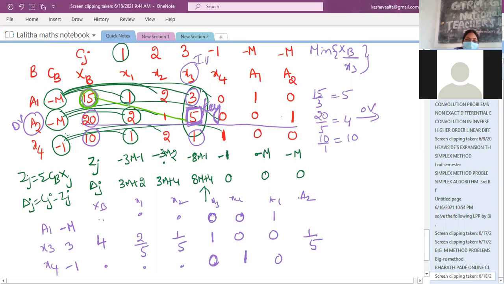AD minus BC. So key element column first value and key element row, that is 20 and 3. Map 20 to 3 and 15 to 5. So AD minus BC by key element. That means 5 into 15 minus 20 into 3, by key element 5. So 5 into 15, how much? 75 minus 20 into 3, 60, by 5. So 75 minus 60, 15. 15 by 5 is 3. So we get here 3.